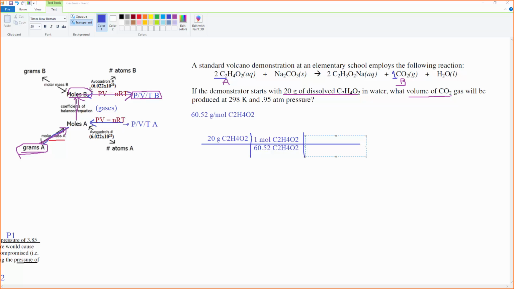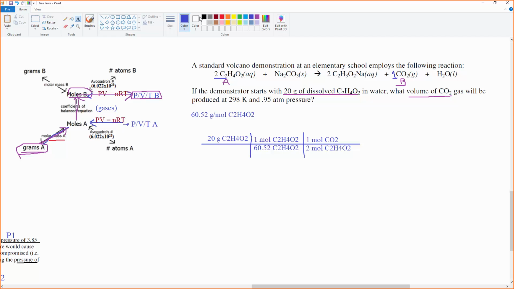Okay, so now we're going to say we have 1 mole CO2 for every 2 moles C2H4O2. When you guys first learned this, I know that this was a little bit scary, but is this still scary? Or are you guys like, it's actually all right now? Oh, there was a grams here. Cancel. Okay, moles. Cancel. Okay, so that gives us moles of CO2, which is where we're supposed to be.